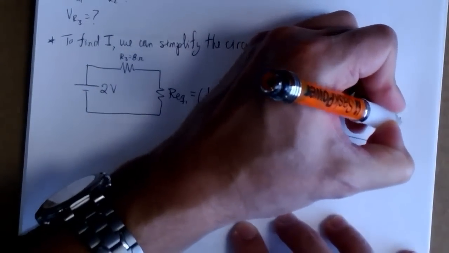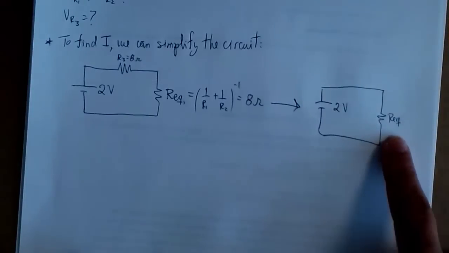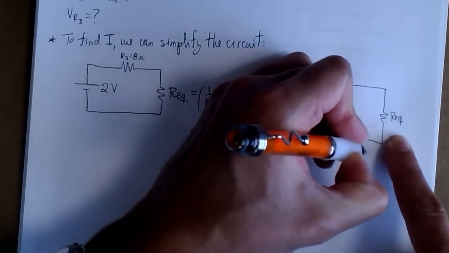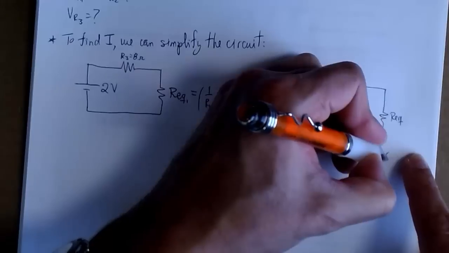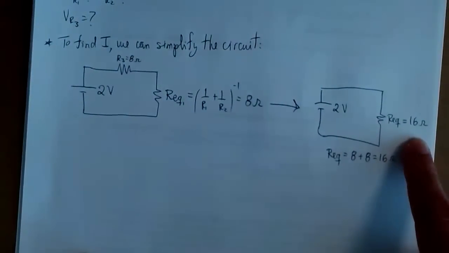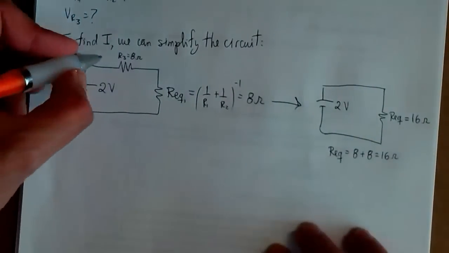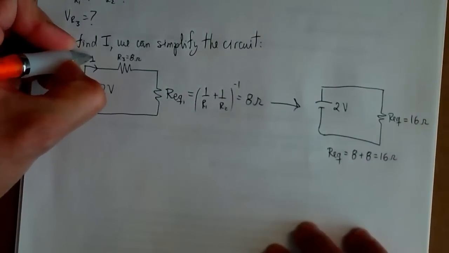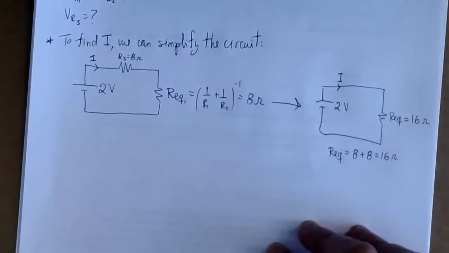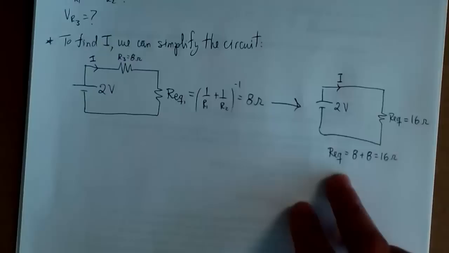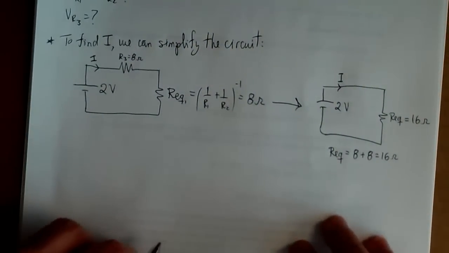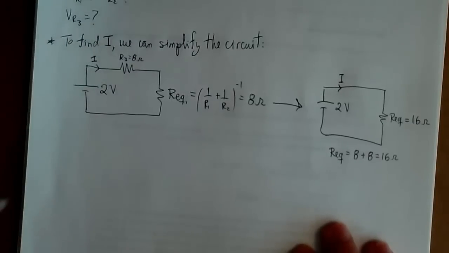So the total equivalent resistance is given by R3, which is 8 ohms, plus R equivalent 1, which is 8 ohms too. So we get 16 ohms as the total equivalent resistance of the circuit. We have the same current I flowing here and in the equivalent circuit, so now we can apply Ohm's law to the equivalent circuit.